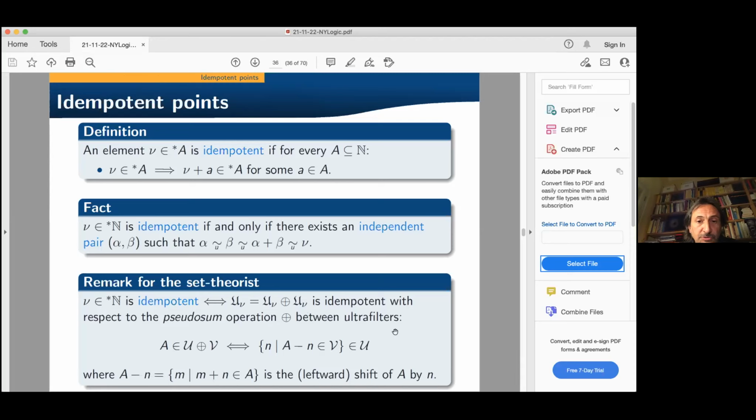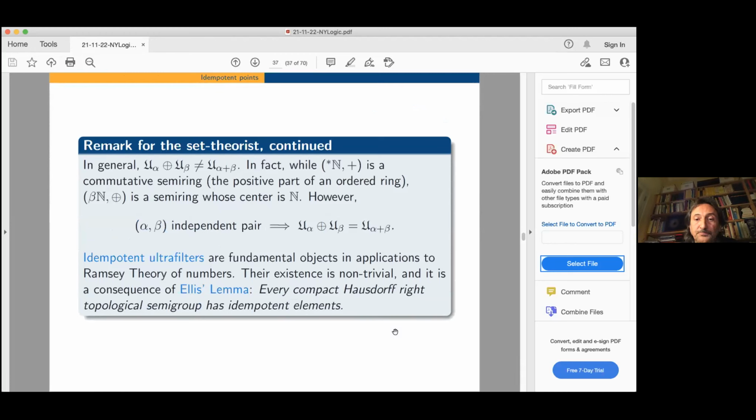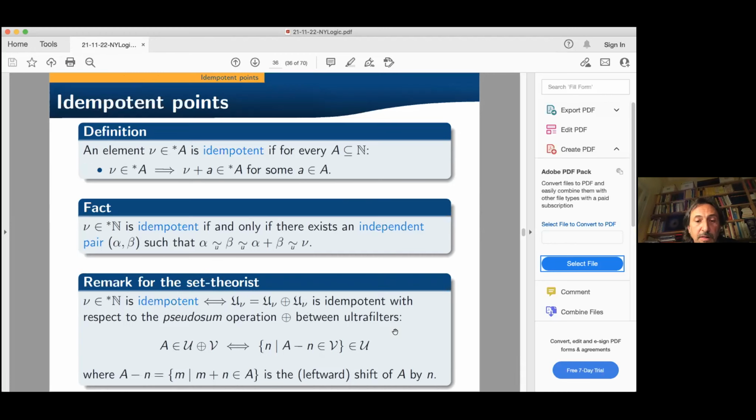But if you don't want to think about ultrafilters... Mauro, sorry, yes. Can you go back to the previous page, because I was still, so in the definition, can you clarify the connection? Is there a connection between A and star A?